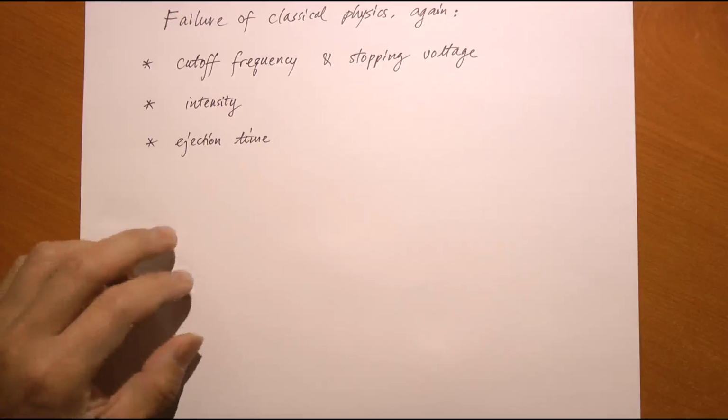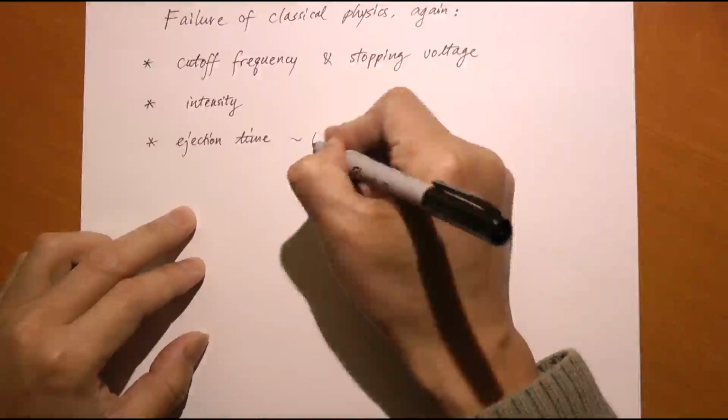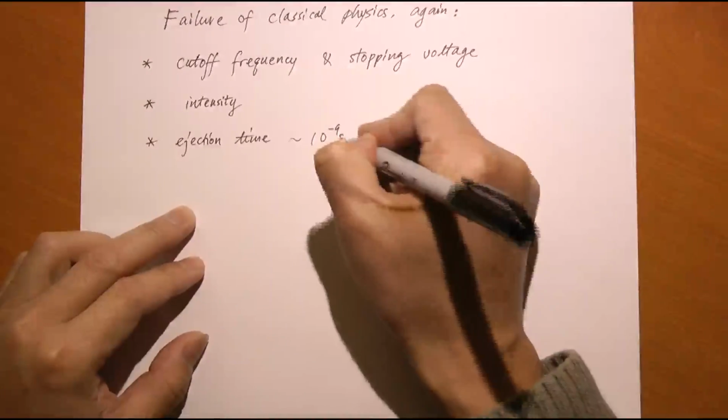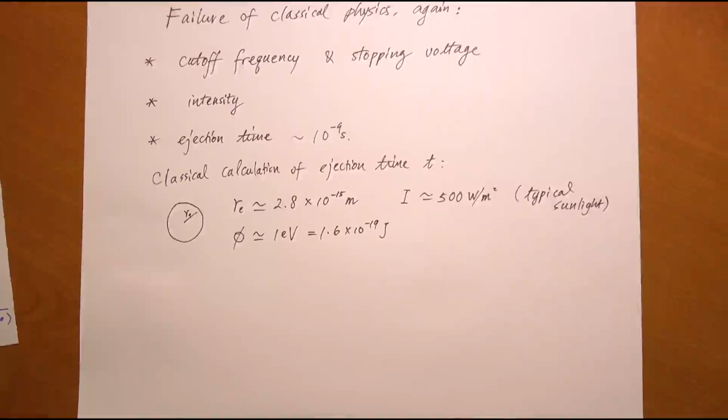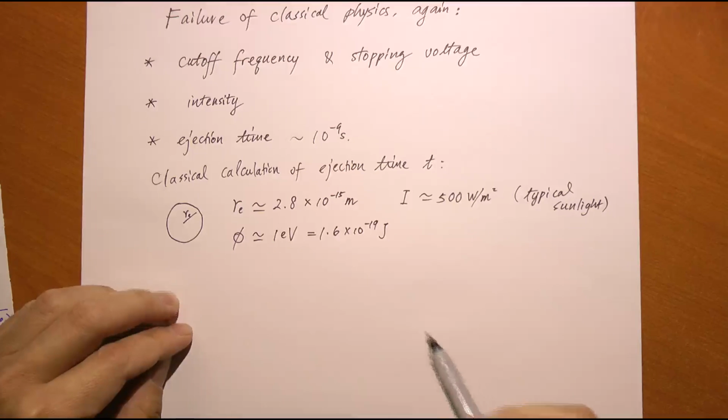Well, the experiment says the ejection time is about 10 to the negative 9 seconds, a nanosecond. So basically, there is no delay whatsoever. However, this does not agree with theoretical calculations based on classical physics. So classically, how long would it take for the electron to receive enough energy from the light and be ejected out of the plate to produce a photocurrent?